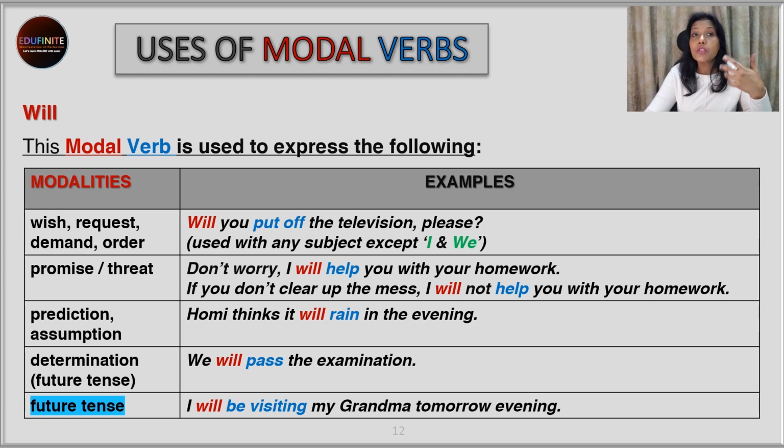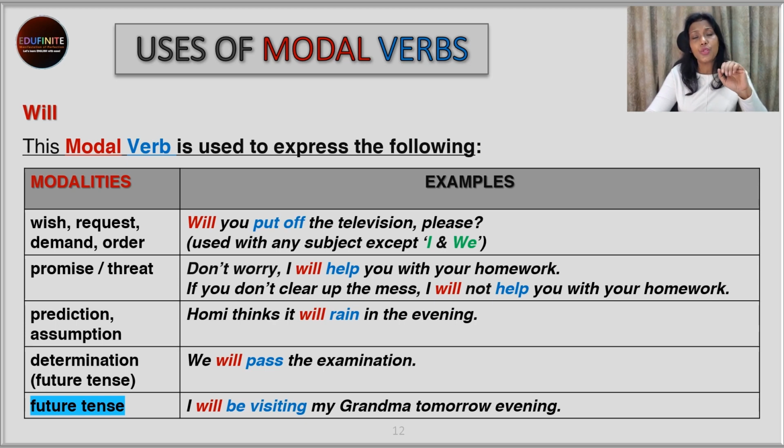Next, we also use will for future tense. Like something when we show determination. I will be visiting my grandma tomorrow evening. So that's I've already made up my mind. I will do it, definitely. So, to emphasize, we use that word will with the first person.